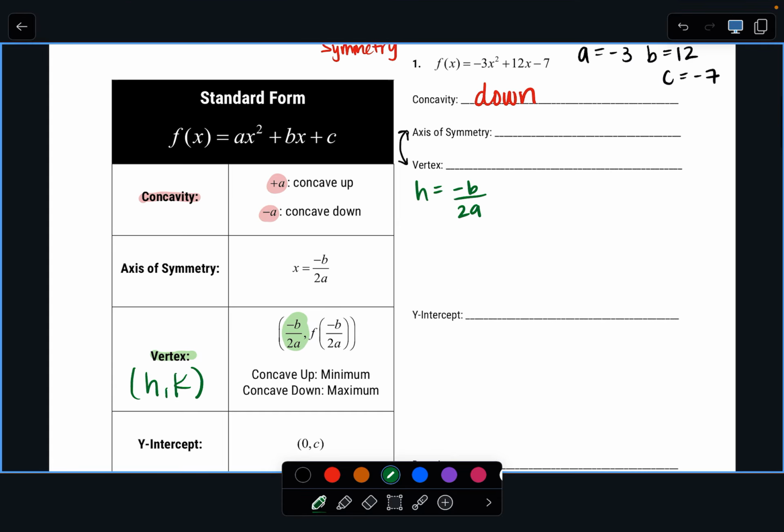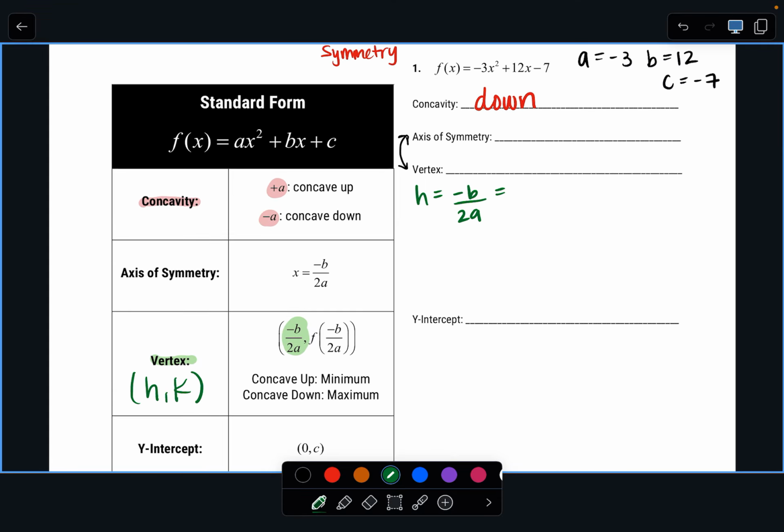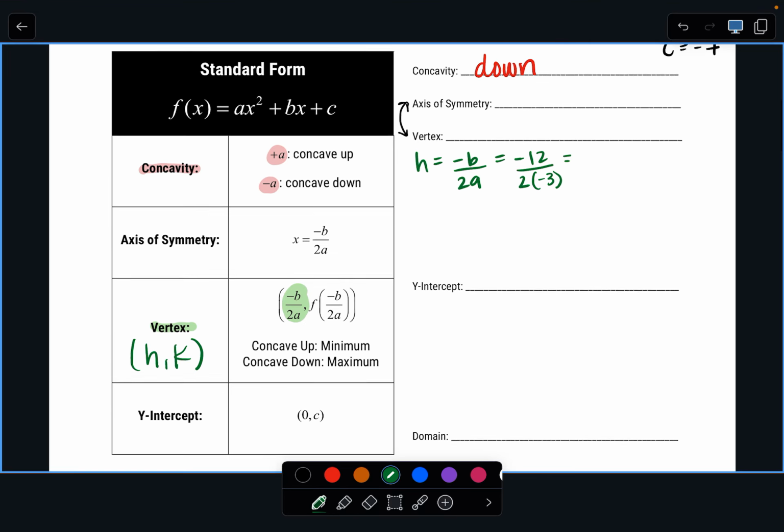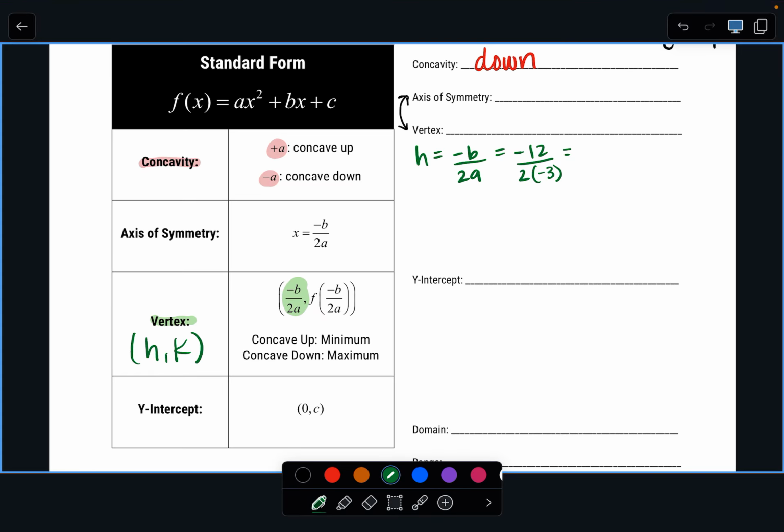Now, in our problem, we have -12 over 2 times -3. And again, before you freak out and think, where's my calculator? We don't give you numbers that are going to be so insanely hard that you cannot do it by hand. So take it piece by piece. Don't freak yourself out. I'm going to get -12 over -6.